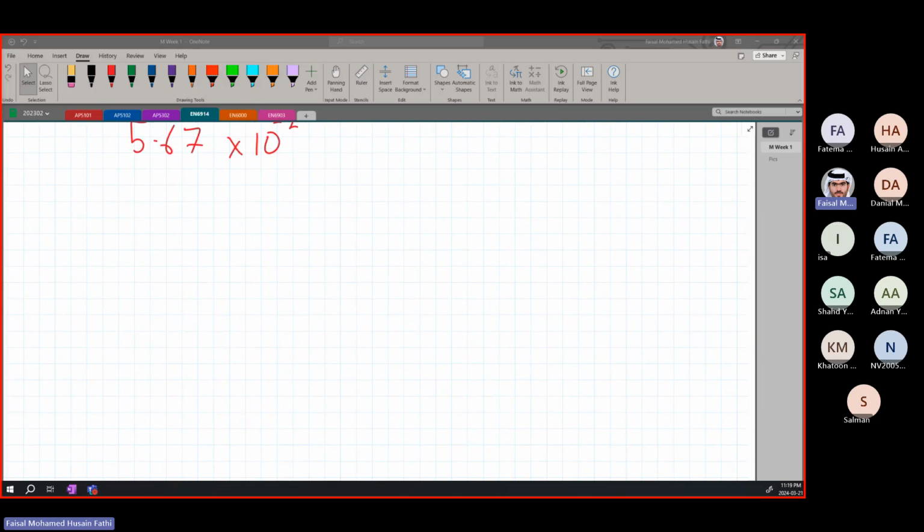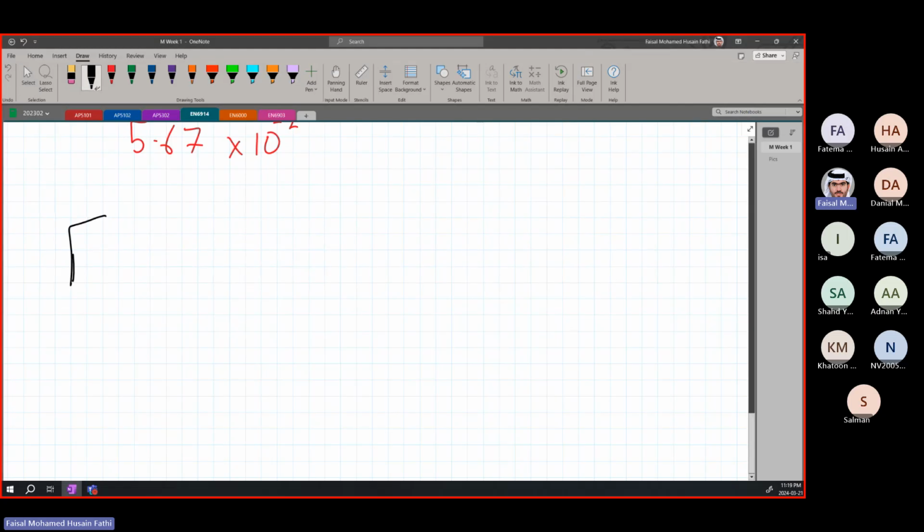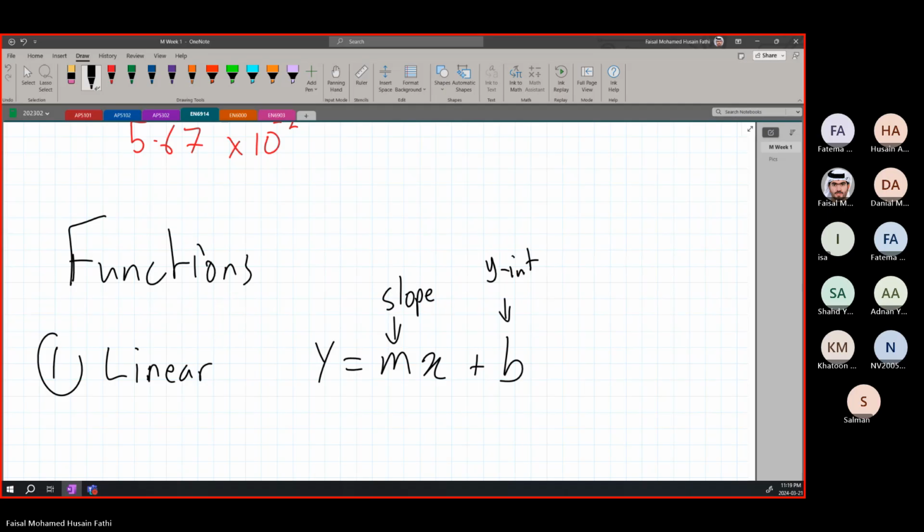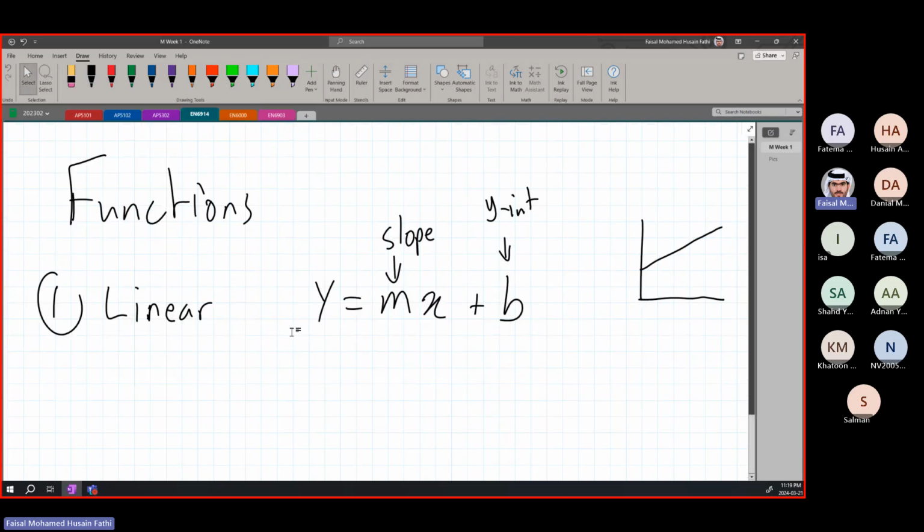Now I want to talk about functions real quick, so you understand the wording when someone talks about a function. In math, we have multiple types of functions. One is the linear function. It takes the form y equals mx plus b, where m is the slope or gradient, and b is the y-intercept. The graph is always a straight line.